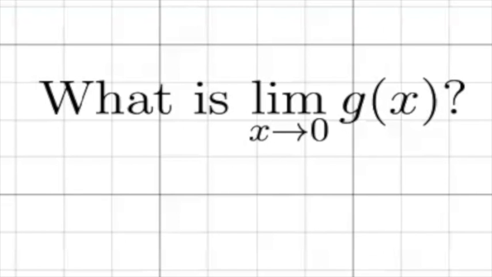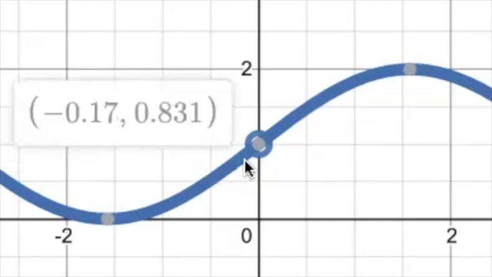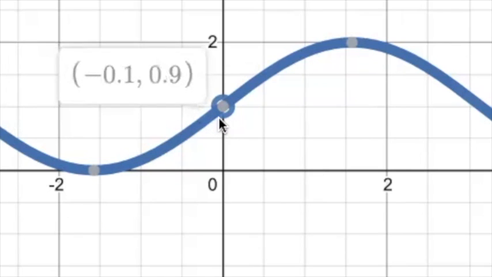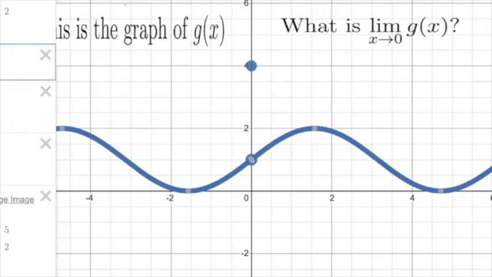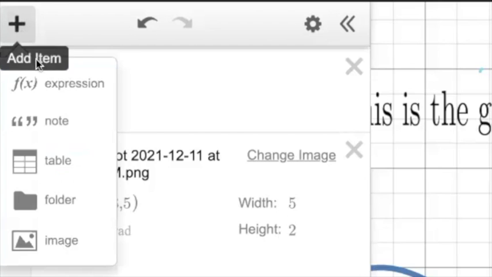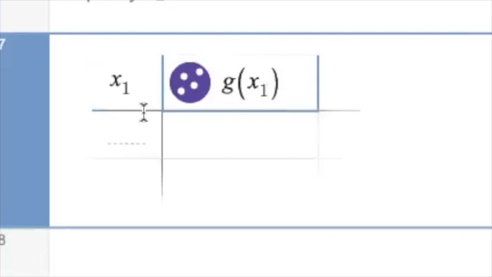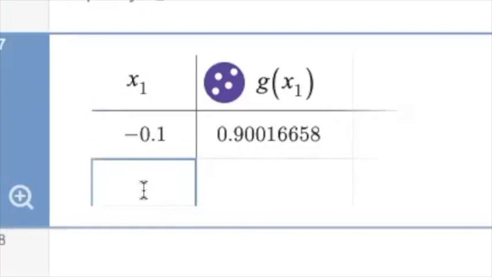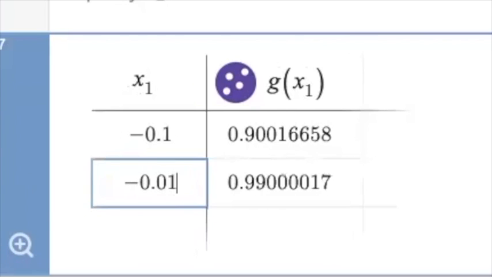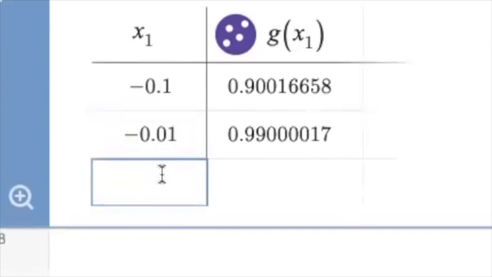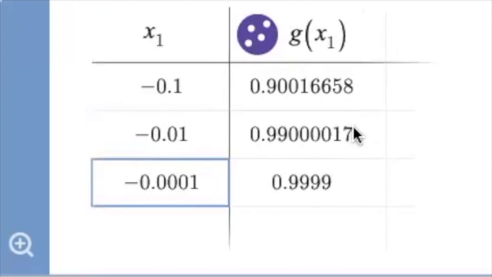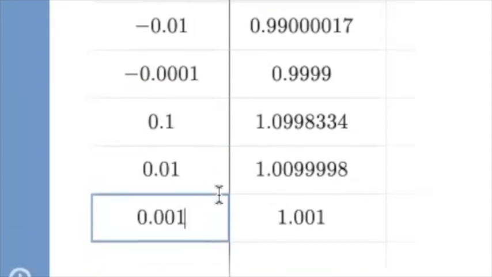Now let's ask a different question. What is the limit as x approaches 0 of g of x? As we get really close to 0, it might look like we're heading towards the point (0, 1). And even though that point isn't actually on the graph, that looks like where we are heading. We can try to make a table to confirm this. So let's plug in some values that are really close to x equals 0, and let's do it in such a way that the values are getting closer to x equals 0. And it looks like as the values get closer to x equals 0, then y gets closer to 1.